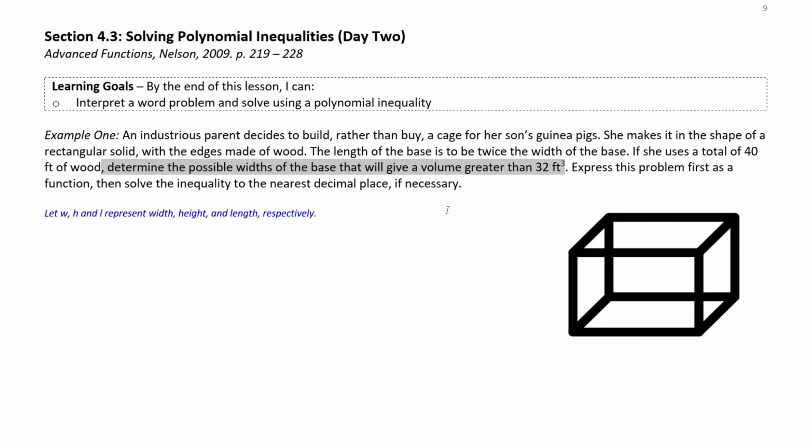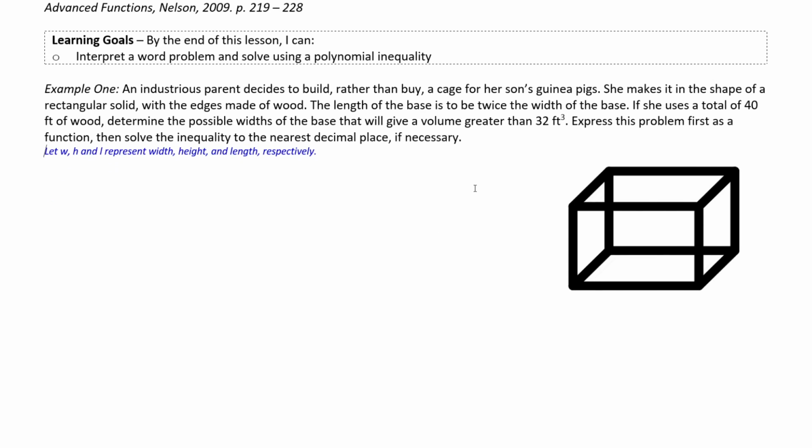So the first thing that we're going to do is we have our let statements, which is let W, H, and L represent width, height, and length, respectively. So we're going to go ahead and copy those out. And then what I'd like to do is label these on the diagram. So we see that this right here, that's a length. This is a length. This is a length. This is a length. This is height right here. And you'll hopefully notice that we have four of each of them, four of each of the dimensions.